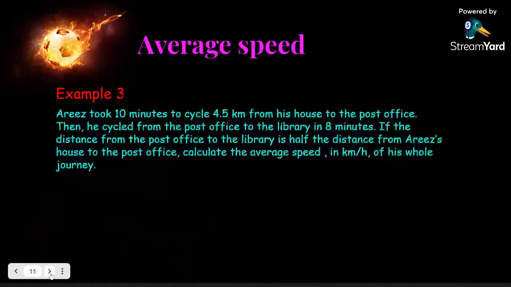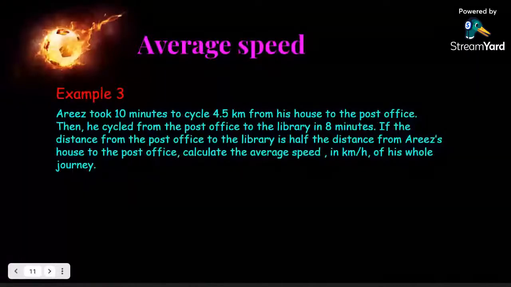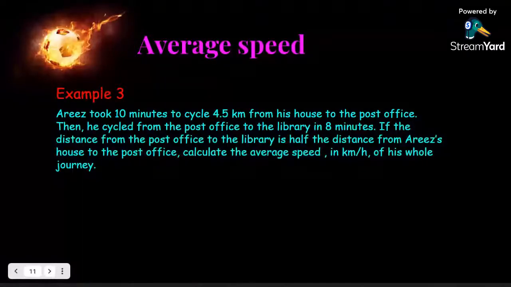Okay. Now, baru kita nak masuk soalan yang berbentuk macam problem solving sikit lah yang berkaitan dengan average speed. Aris took 10 minutes to cycle 4.5 km from his house to the post office. So nampak daripada house dia to the post office. Okay, Aris took just 10 minutes. So time taken 10 minutes. Okay, and then the distance from house to the post office is 4.5 km. Okay, so this is the information given in the first sentence.